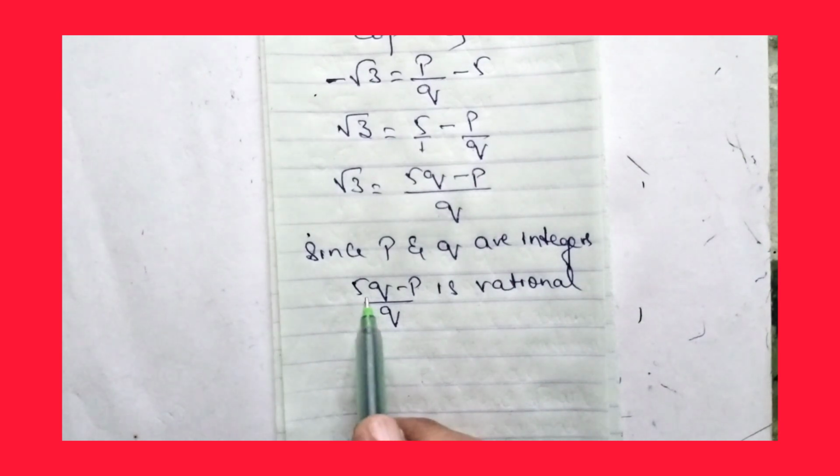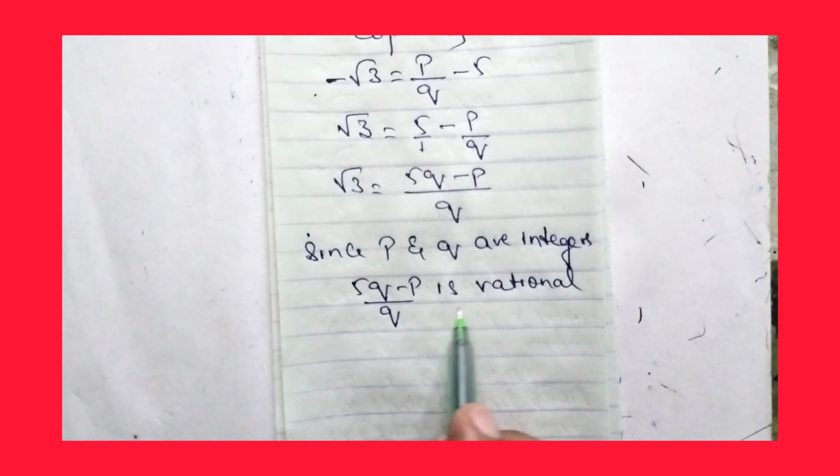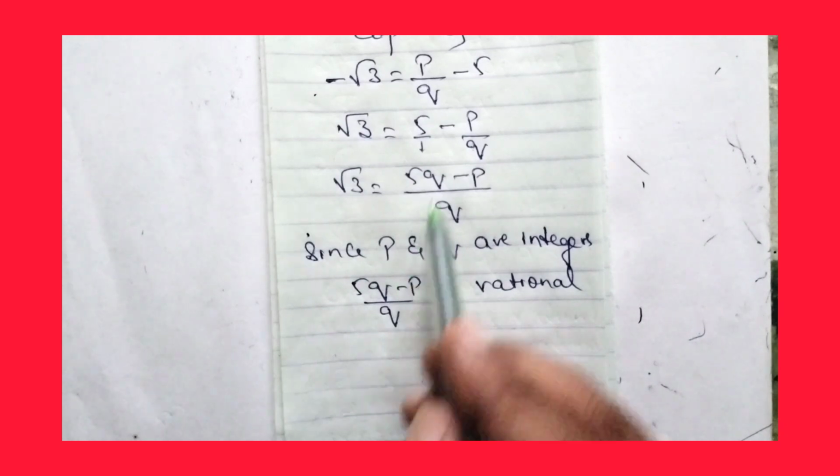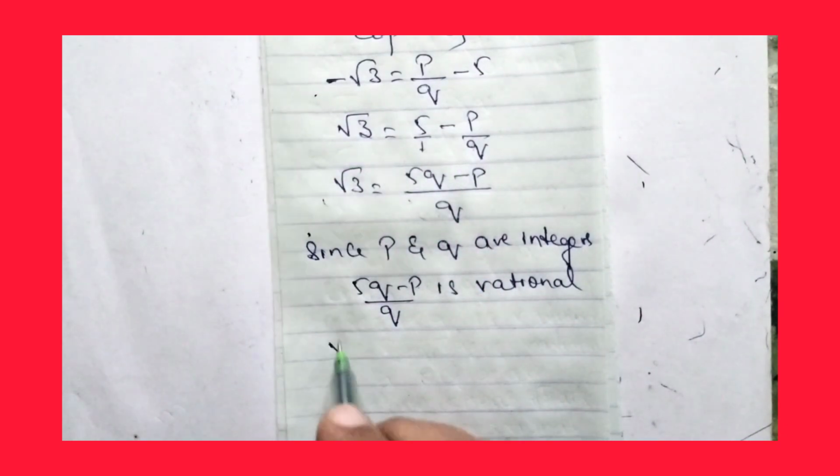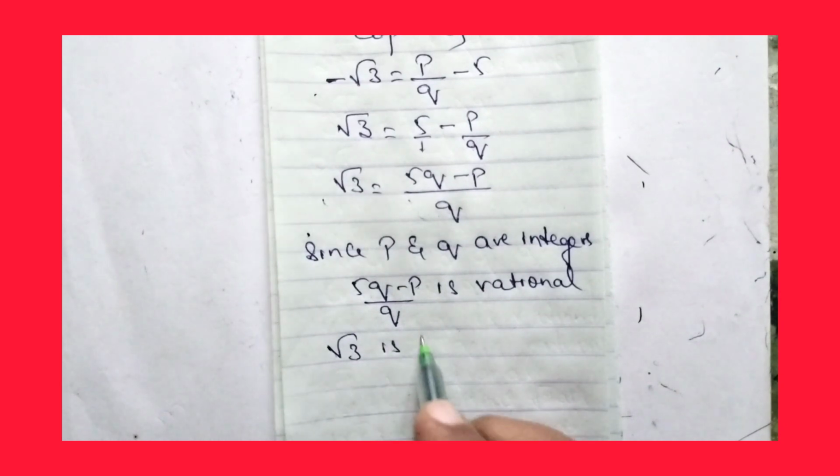So 5Q minus P divided by Q is rational. So root 3 should also be rational. But root 3 is irrational.